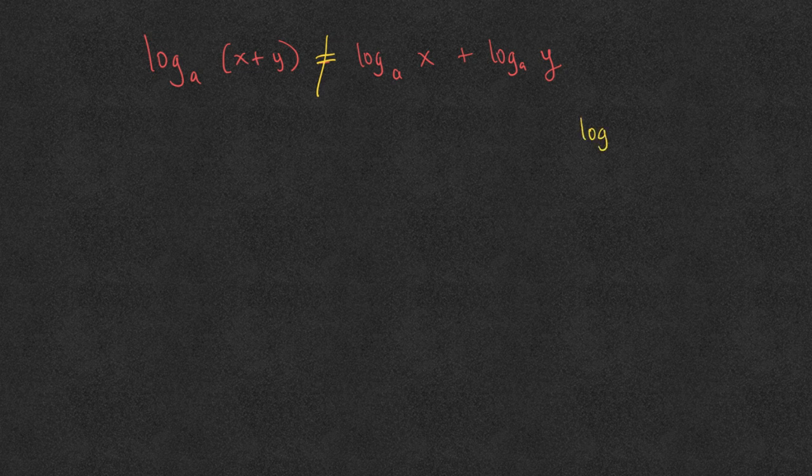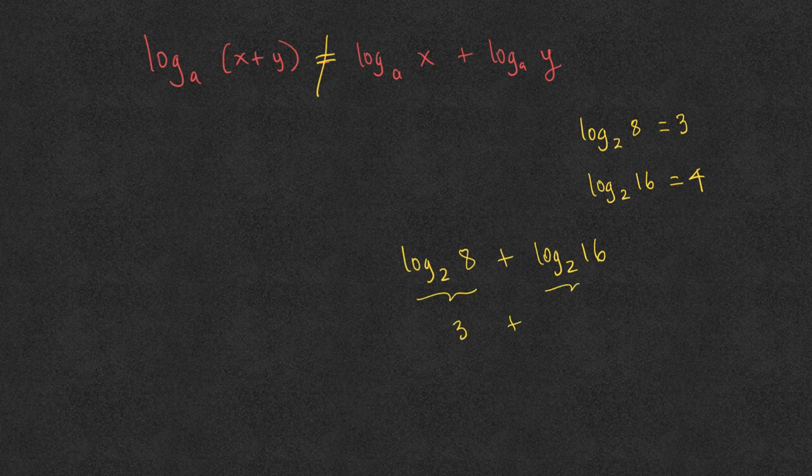So for example, we know that log base 2 of 8 is 3 because 2 to the third power is 8. We also know that log base 2 of 16 is 4 because 2 to the fourth is 16. And so if we were to take log base 2 of 8 plus log base 2 of 16, we will get 3 plus 4, which is 7. And so this is the right hand side.